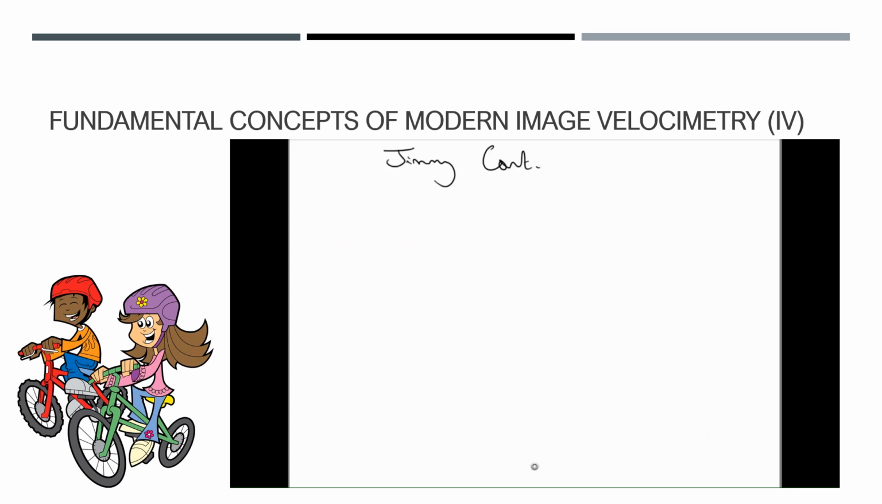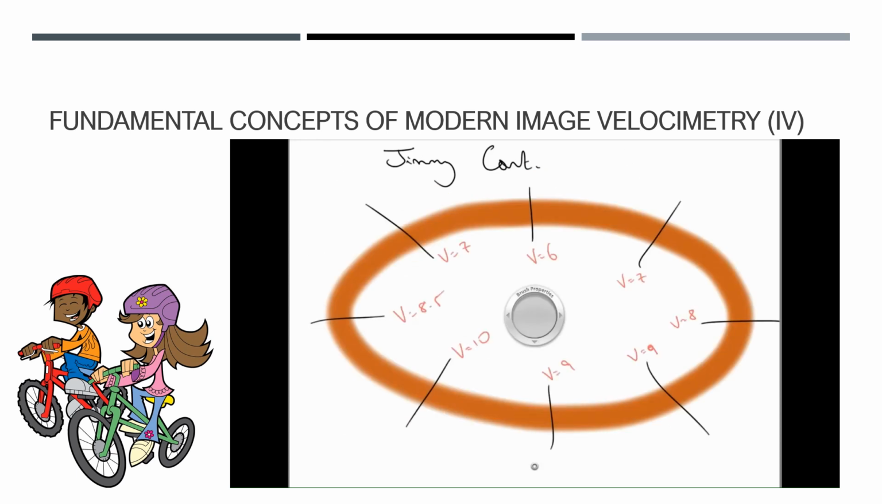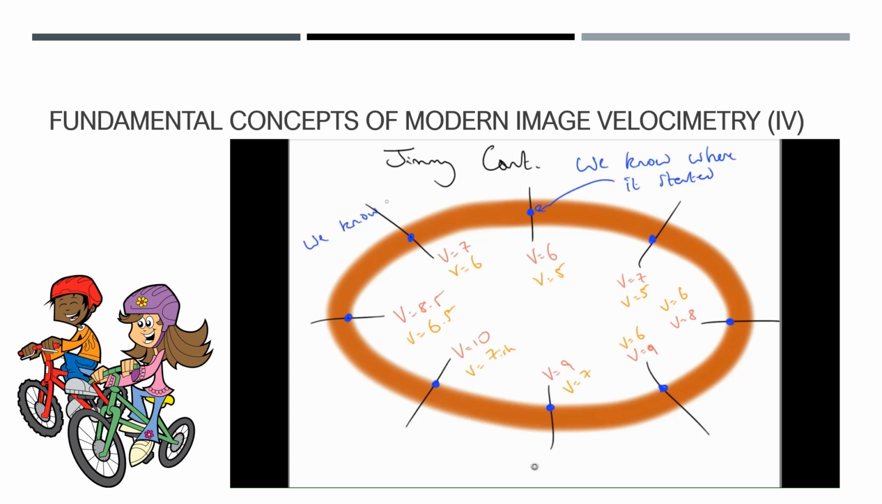So Jimmy's times at each checkpoint are shown here in pink, and Jenny's are shown here in orange. These represent the velocity of each person at each specific point in space and time, shown here as a blue dot. Because we know where they started, and we know where they finished, and we know how long they took between the two, well, then we've worked out their velocities.